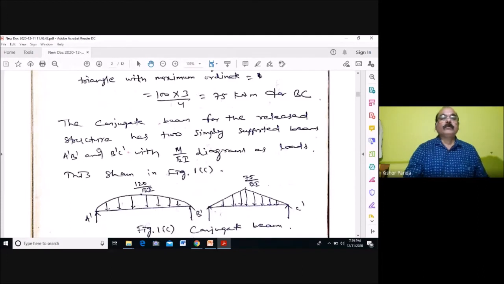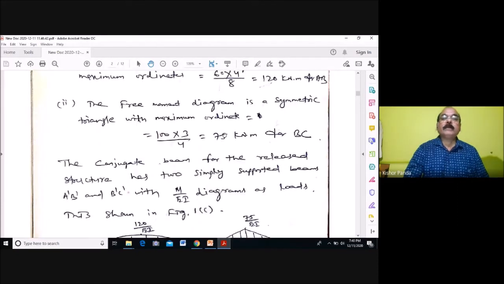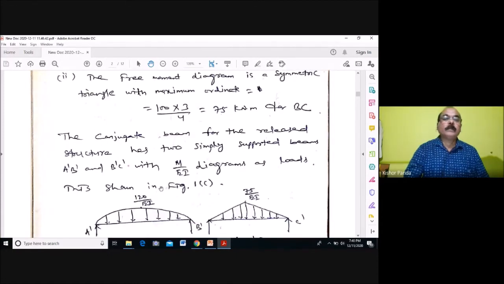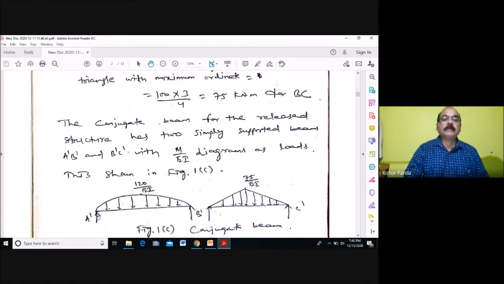Then in the conjugate beam method, how do we find the displacement? What is the bending moment value you got here? What is the loading of the conjugate beam method? You have to take the M by EI diagram as the loading of the conjugate beam. So the conjugate beam for the released structure has two simply supported beams, A dash B dash and B dash C dash, with the M by EI diagram as load of the conjugate beam. So what is the bending moment you got?